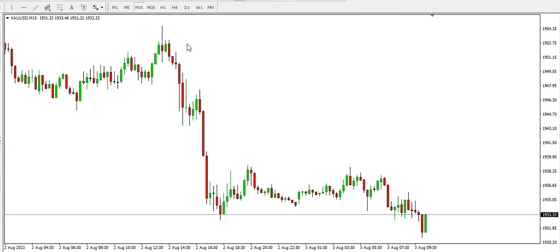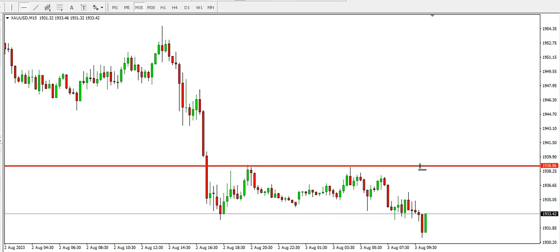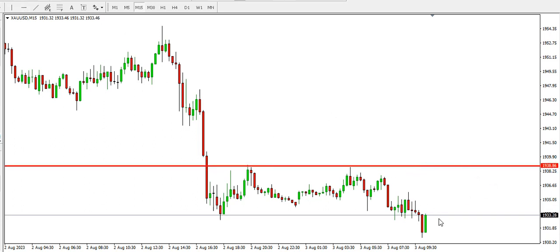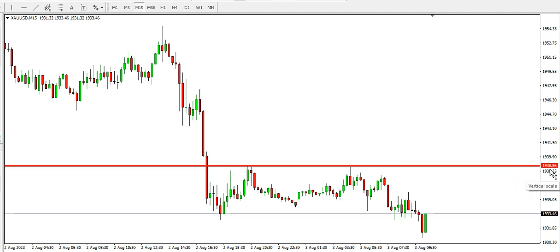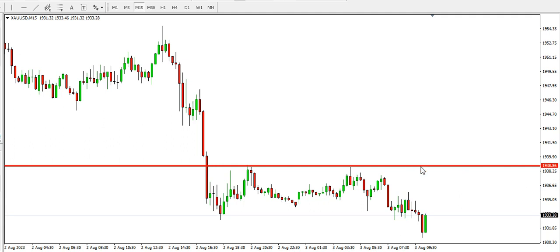On the 15 minutes time frame, the bears are in charge. The bulls are trying to push price up. A break above here, I'm talking about a break above the 1939, might give us more of a change of direction.